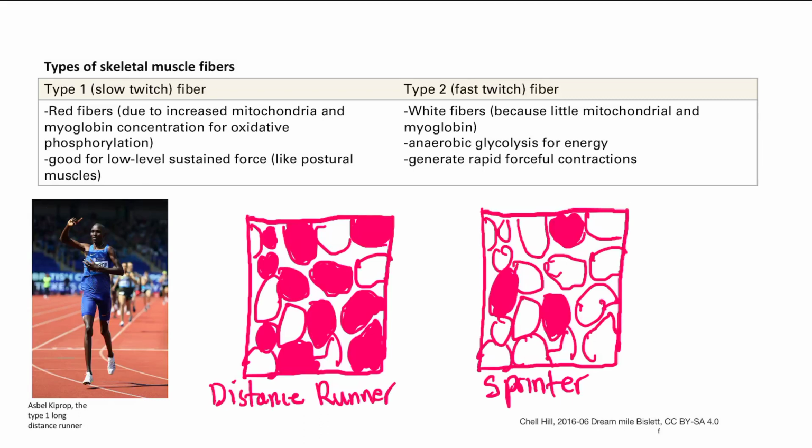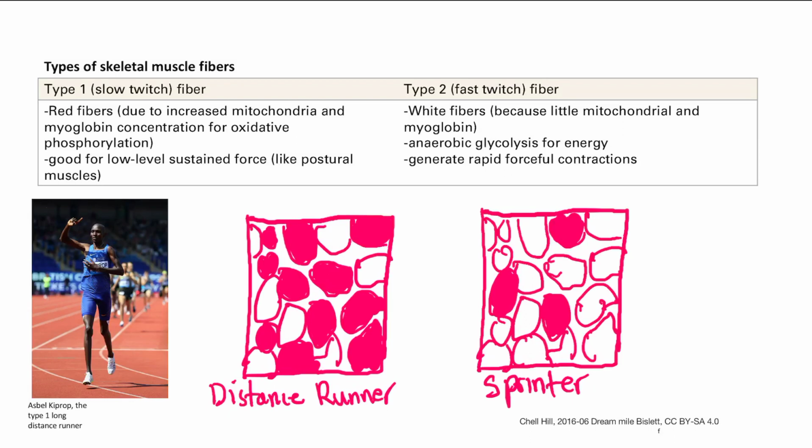Next up is types of skeletal muscle fibers, and there's two. One is type 1, one's type 2, easy. Type 1 is a slow twitch fiber, and these are red fibers. The reason they're red is because they have a lot of mitochondria and myoglobin. These are needed for oxidative phosphorylation, for energy generation.